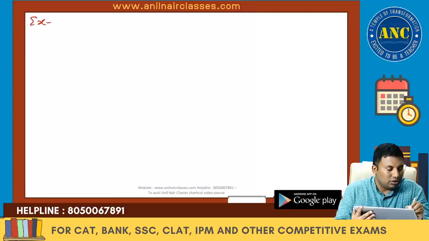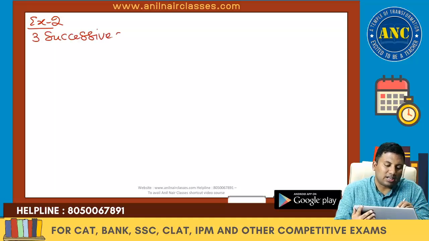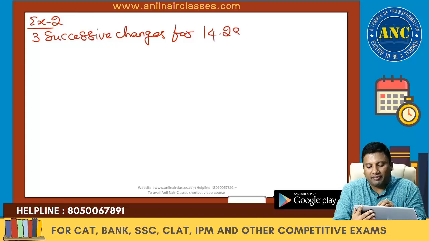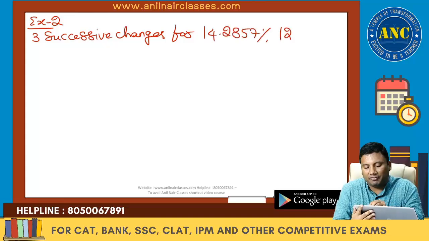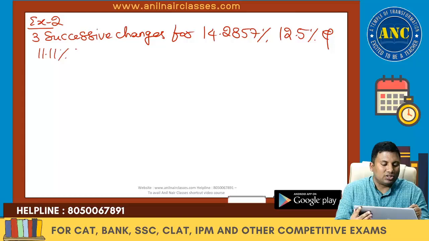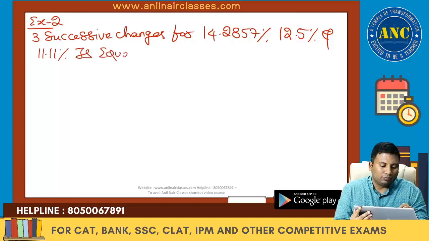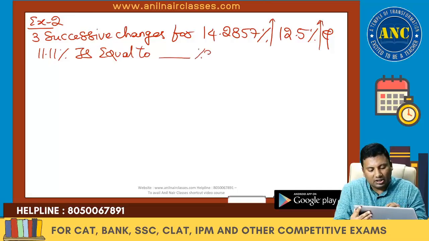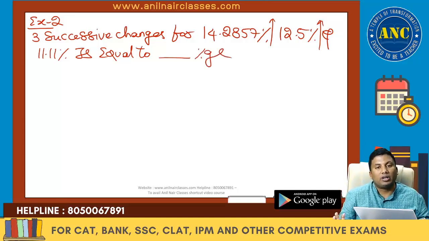Example 2. Three successive changes for 14.2857 percent, 12.5 percent and 11.11 percent is equivalent to which percentage increase? Three successive changes for 14.2857, 12.5 and 11.11. These three changes are equivalent to which percentage change?